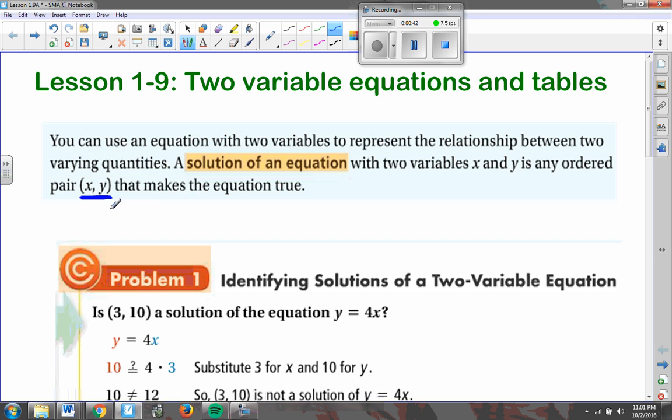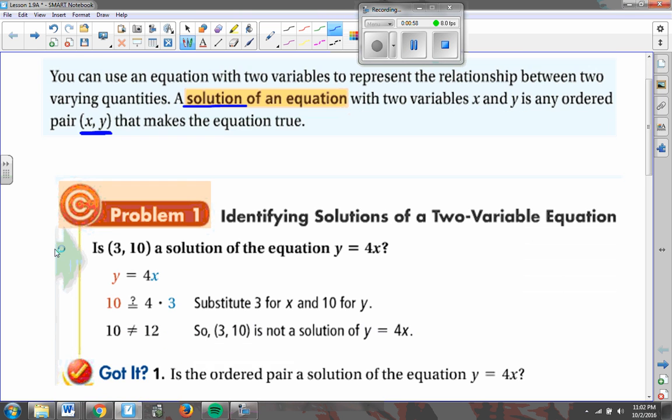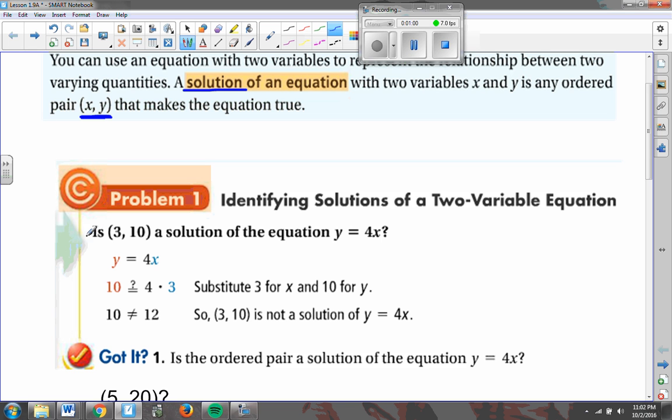Okay, so x y comes from our coordinate grid, as we know. So the ordered pair x y, some number for x and some number for y that make the equation true, is called a solution to that equation. Okay? So part of what your practice problems will look like tomorrow is this. They'll ask you, is this certain point a solution for this certain equation?